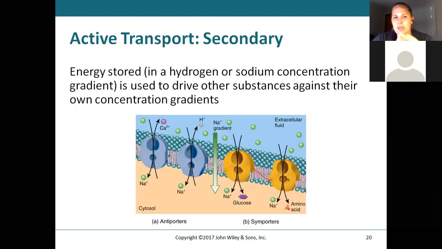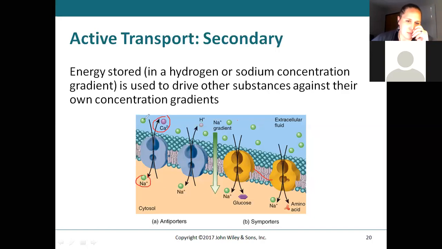So we talked about the active process, and there can also be secondary active transport. In this particular condition, you're actually using concentration gradients to move molecules against their concentration gradient. So you've got two molecules, which is probably something to point out. There are two molecules being moved here. In this case, sodium and calcium are the two molecules that are moving into or out of the cell.